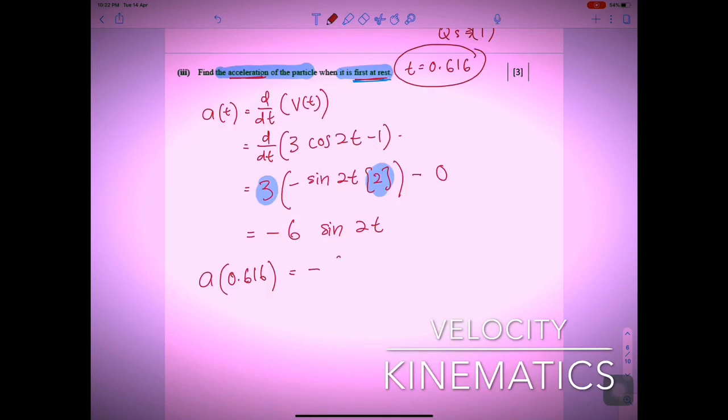At t equals 0.616, a equals negative 6 sin of 2 times 0.616, which equals negative 6 sin 1.232, so we get negative 5.659.